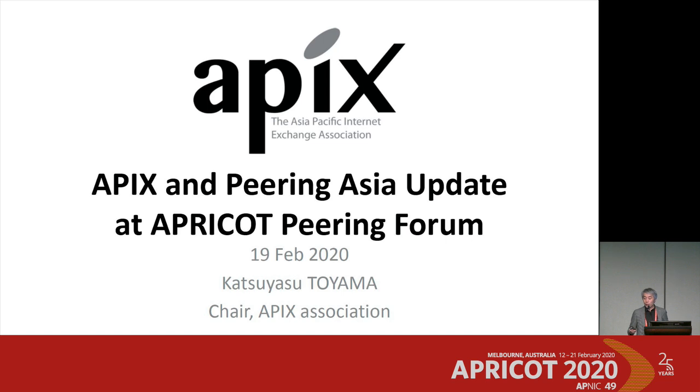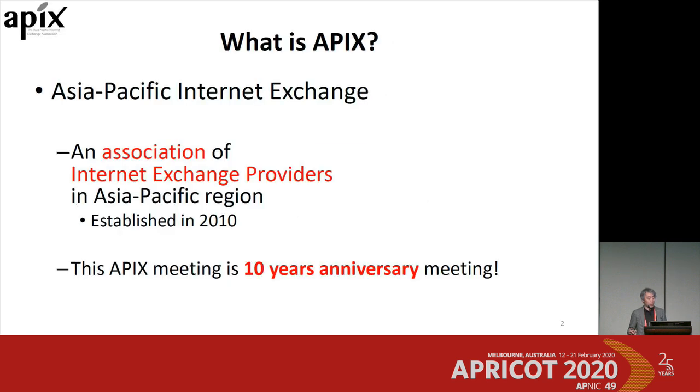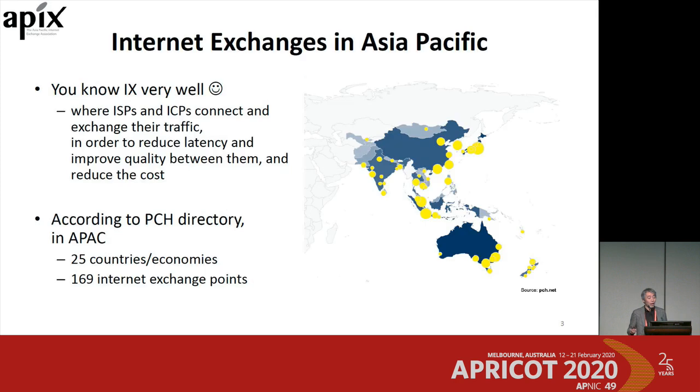Maybe you know what APIX is. The point I would like to talk about is the 10 years since it was established. So this is a memorable anniversary meeting this time, thank you very much. As you may know, in our APAC region, we have a lot of internet exchanges, 169, though that data is a bit obsolete. But we still have fewer IXP members than this number, so we need to get more members.